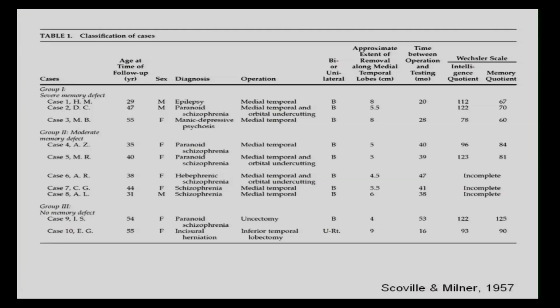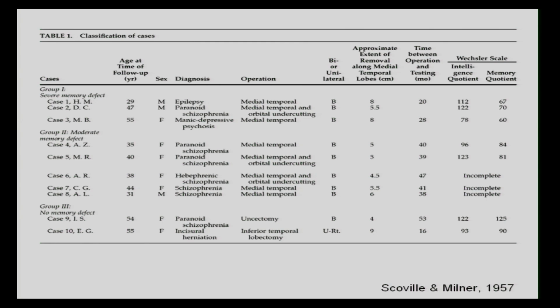But I also wanted to remind you of this very historic paper that we discussed several weeks ago, the Scoville and Milner paper. I mentioned that HM, the very famous amnesic patient, was the key focus of that paper, but this was not just a single case study. This study was focused on 10 subjects, okay? These are the 10 subjects that Scoville operated on.